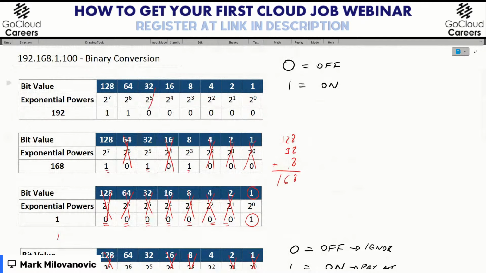We're going to go up here. We're going to ignore this 32, the 16, the 8, the 4, the 2, and the 1. We're interested in the 128 and the 64. 4 plus 8 is 12. We carry the 1. 1 plus 6 is 7. 7 plus 2 is 9. And 1 and 192.